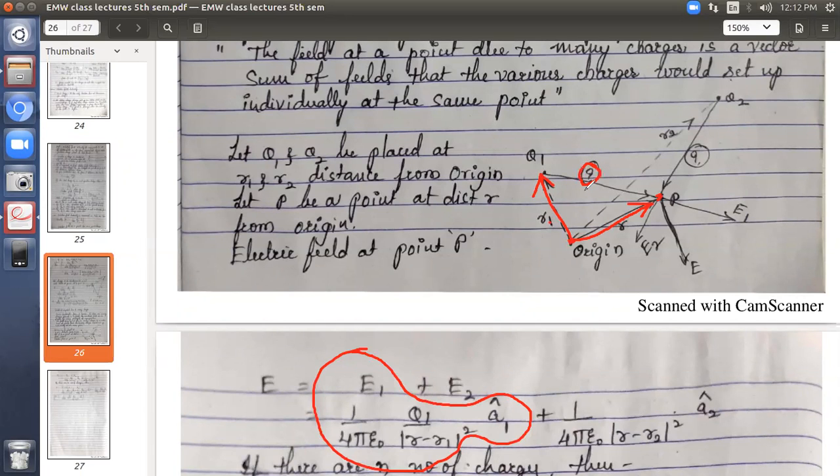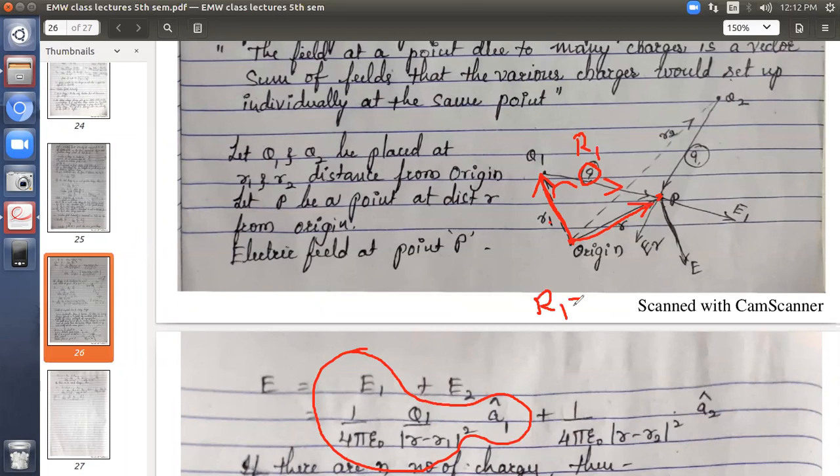I have marked a question mark. I have put here the distance between Q1 and P, say I will take capital R1. What is capital R1? As this is from the origin to Q1, let me have a continuity. I will take the direction like this. So two directions added is equal to the third direction. So what is R1 equal to?